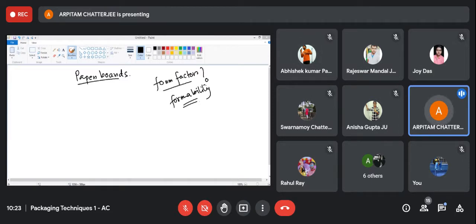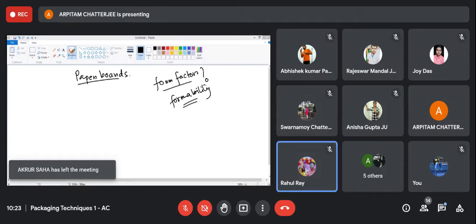Anyway, Sharnomoy was telling something, tell me. Does it have anything to do with the size of the A4 sheet? Size will finally matter, the size of the box. But my question is, can you form a box, can you make a box using a normal A4 paper?